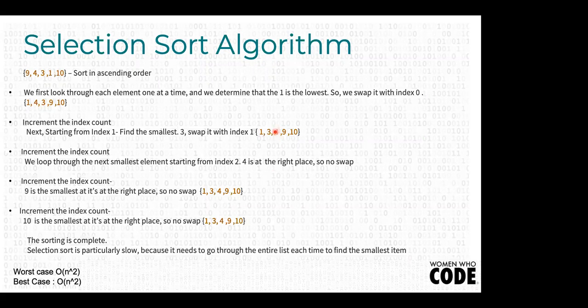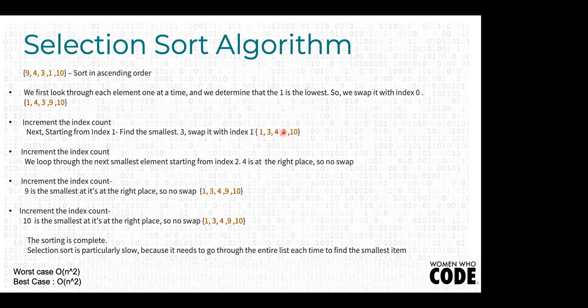So the element 4. After 4, we check the smallest element starting from 4. The 4 is the smallest compared with 9 and 10. So 4 is at the right place, so there's no swap needed, and we move on to the next index. So increment the index count from 2 to 3, and the element here is 9. 9 is the smallest when compared with 9 and 10. There are no smaller elements to perform the swap. 9 is already at the right place.